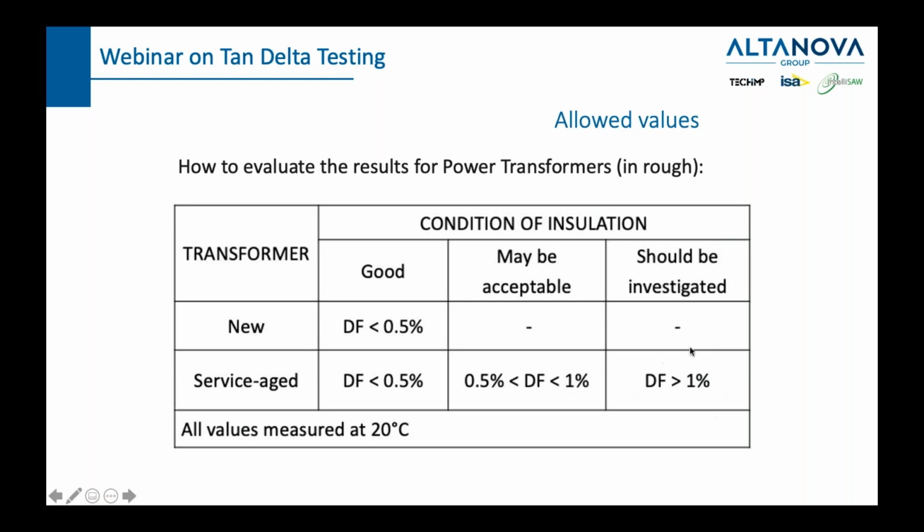If we have more than 1%, then we should do some further investigations. Further investigations means that we can do a voltage sweep, for example, on the body of the transformer, or we can do a frequency sweep on a bushing of the transformer. So all these things can be done, including, for example, additional tests of the oil, maybe a partial discharge test, in order to see what is the real problem with our insulation.